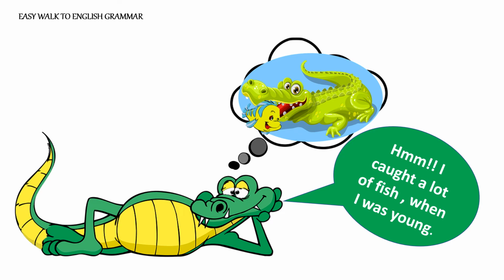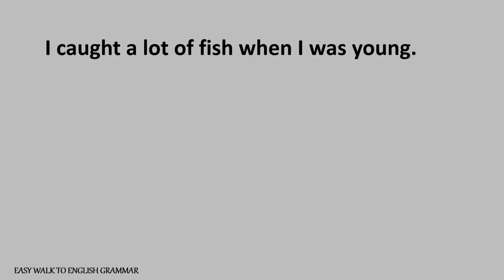Okay, friends, let's check if we can use this particular sentence to learn a new aspect in simple past tense. Here, the crocodile thinks, or in his own sentence, we can say that I caught a lot of fish when I was young. So that adverbial phrase clearly tells us that this action does not happen in the present time, but it happened in the past time. It's clear.